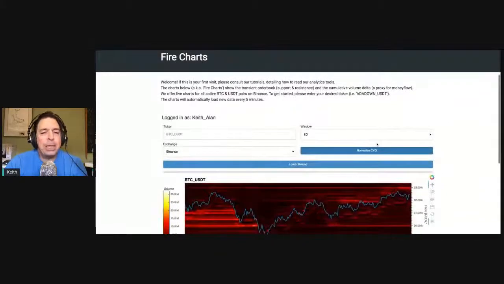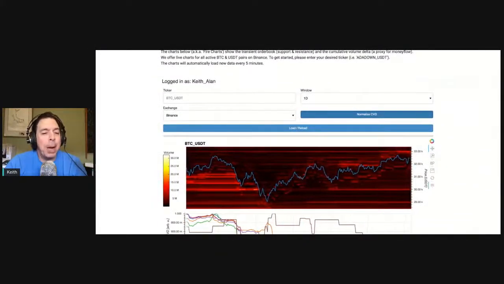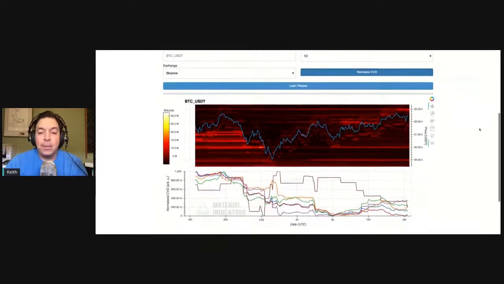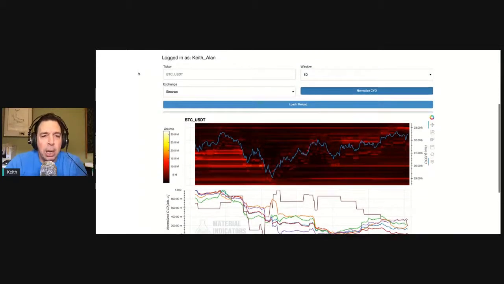So let me go ahead and open up my fire charts. And again, if you're new to the channel, welcome. Fire charts is our order book thermal map and CVD. And it currently supports all BTC pairs and all USDT pairs on Binance. We are in the process of scaling our infrastructure so that we can actually see multiple exchanges and have an aggregated order book, et cetera. So that is all in the pipeline for this year and hopefully coming relatively soon.